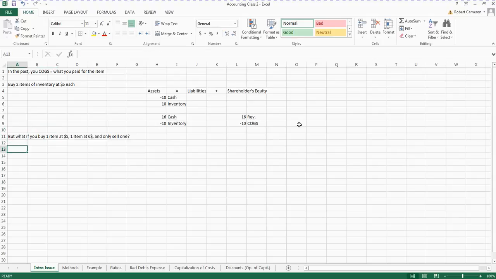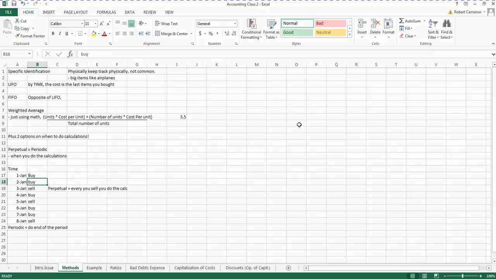But we run into a problem. And the problem is, what if we buy inventory at different amounts? Say we bought one item of inventory at $5, and then later we bought another item of inventory at $6. Same inventory, just the price went up. But we only sold one. So what is our cost of goods sold? Is it $5? Is it $6? Some other method? That is what inventory issues in accounting try to get at.